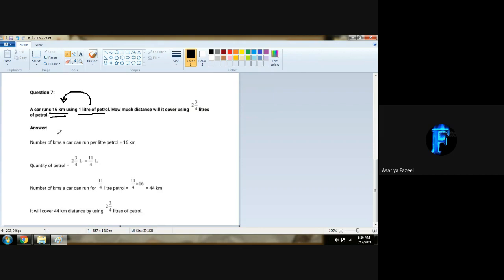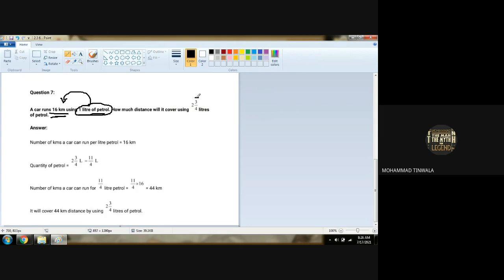In kilometer. How much? In 1 liter of petrol, what is the total kilometer that the car is running? Sir, 16 kilometers.